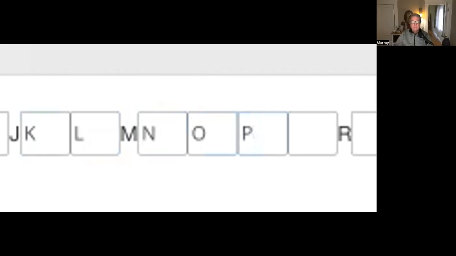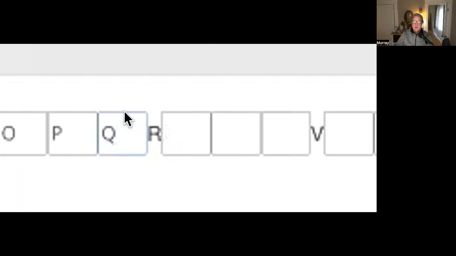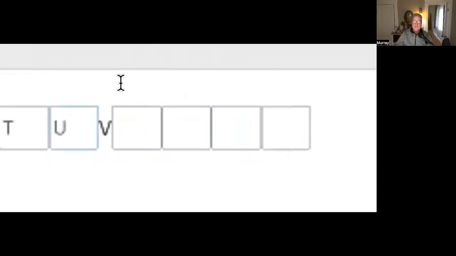P, P, P. This letter is Q, Q, Q, Q. And then R, R, S, S, T, U, V, V, V, W, X, Y, Z.